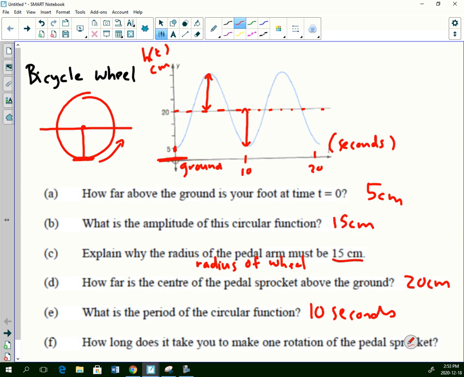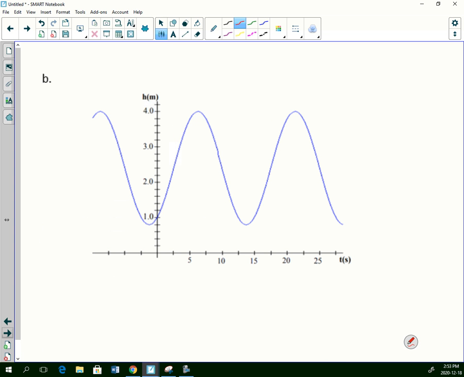And how long does it take to make one rotation? Well, that's the same answer, right? The period and the rotation of the wheel are the same measurements. So you may be given a graph that you have to interpret some information from just by reading off the graph. You will also be asked to write the equation of a function given the graph, or it might be a word problem. So we're just going to go through the steps on how to do this.